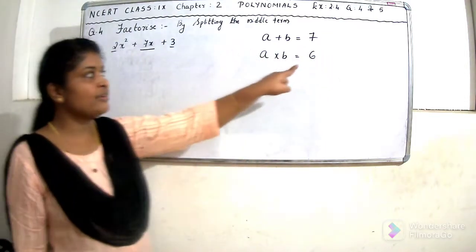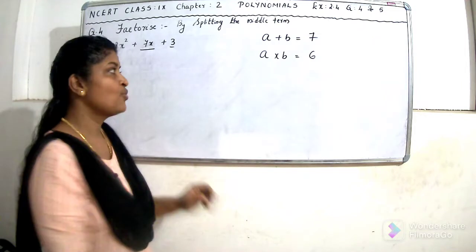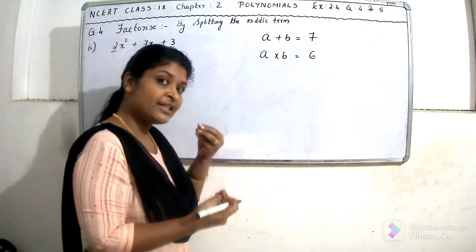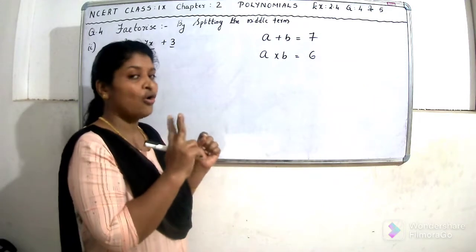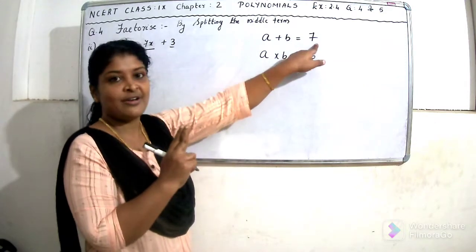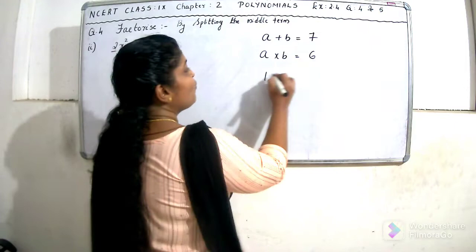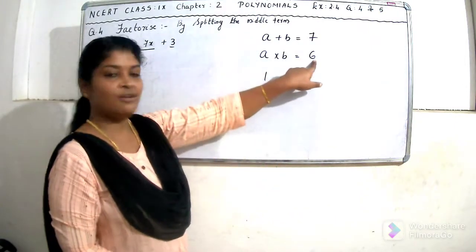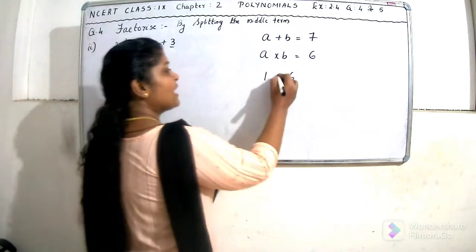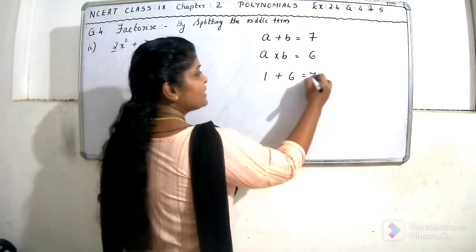Now we have to take the factors of 6. When we are selecting the factors, we have to keep in mind that when we add the two numbers, we have to get 7. So which are the two numbers? 1 and 6. When we multiply, we get 6, and when we add, we get 7.